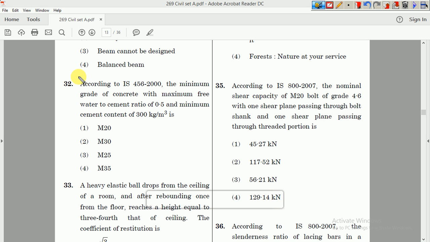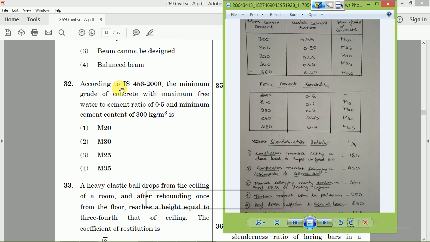See again, this is a very important question which is asked from the code book IS 456-2000. What is the grade of concrete with maximum water-cement ratio 0.5 and minimum cement content 300? For this I will show you on the chart. Fine, see in this chart. Okay, this is the chart. They have given concrete with water-cement ratio 0.5.